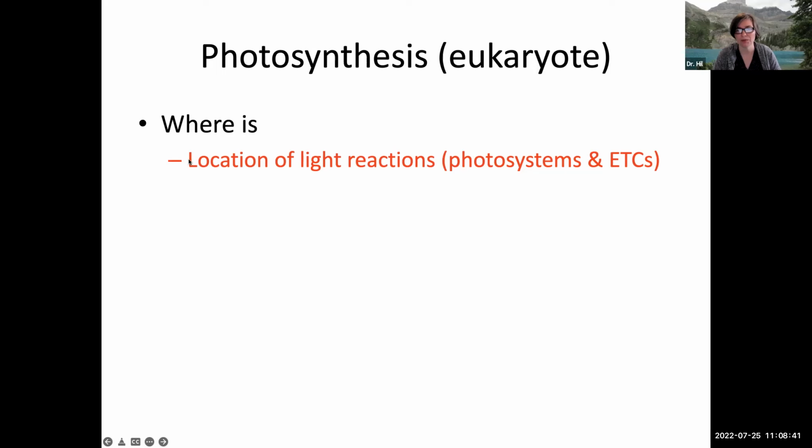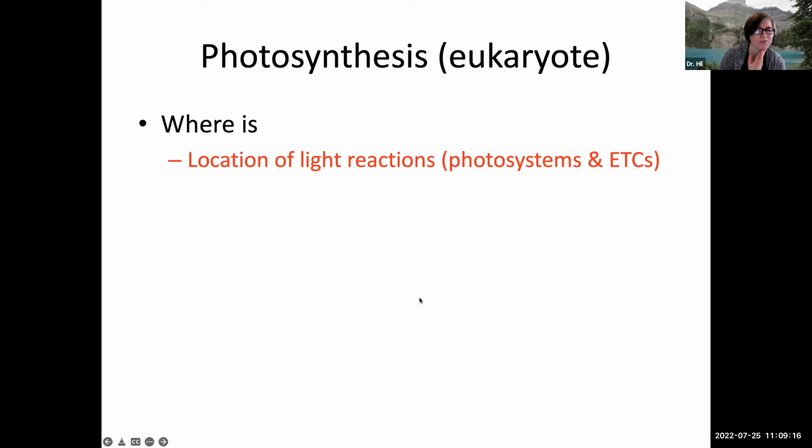But if you can remember, in the photosynthetic eukaryotic cell, where the light reactions take place, where are the photosystems and electron transport chains associated with those photosystems located? We briefly touched on this when we covered chapter 4. Let's see if you remember. That's right.